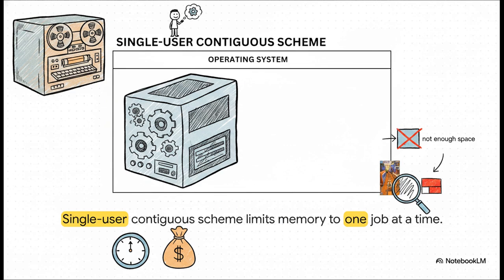The job had to be loaded in its entirety, and it had to be completely contiguous, meaning stored in one totally unbroken block. If the program was even 1 byte too large for the available space, no way, it simply could not run. Plus, it didn't support multi-programming. You couldn't run 2 jobs at once. For business machines costing hundreds of thousands of dollars, letting only one person run 1 job at a time was frankly a total deal breaker.